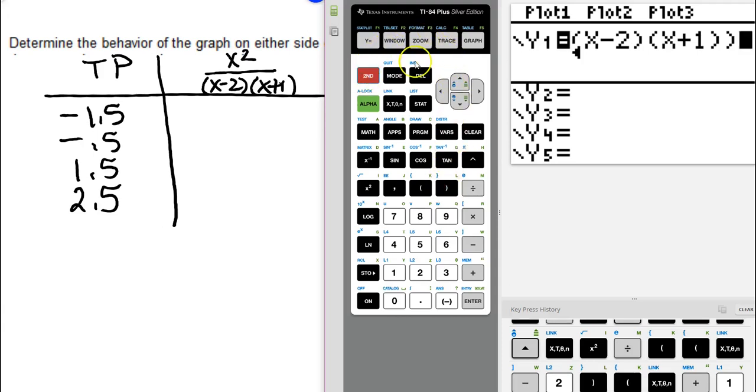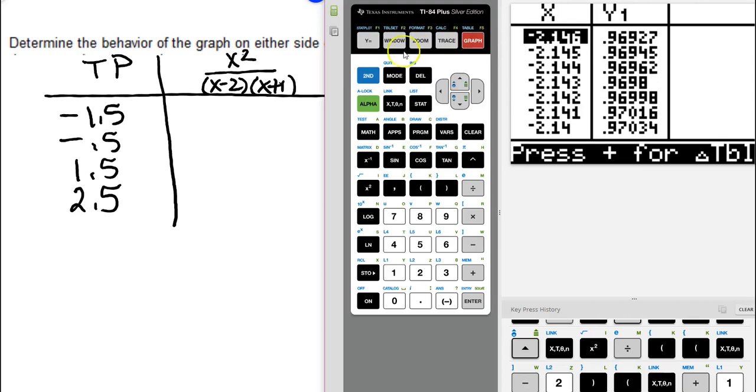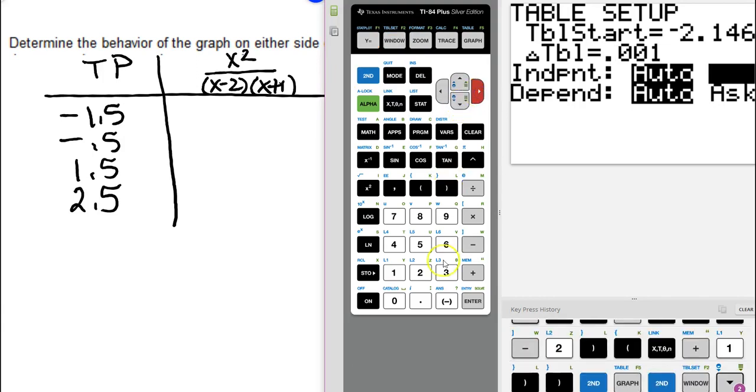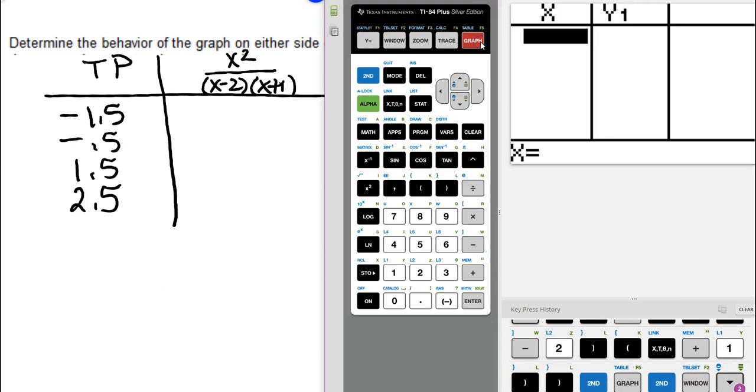Now then I'm going to go to the table. Now let's actually go to table set. So I hit second and window, which is table set. And what I want to do is I want my independent variable to be in ask mode. In ask mode, I'm going to be able to type which x values I want to plug in. So now I'll go to the table and type in the x values that I want.